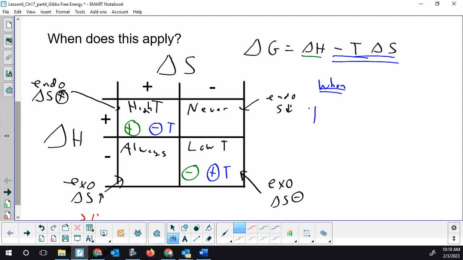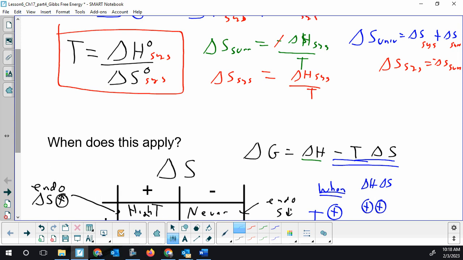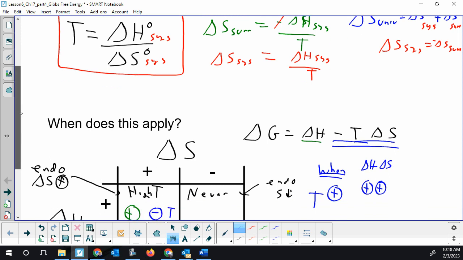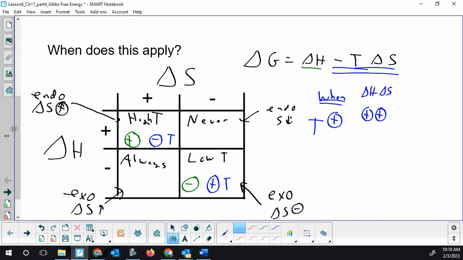When you get a temperature that is positive, you're going to get that in one of two circumstances. One of the ways to get positive is if both of the signs are positive, delta H and delta S. Sort of jumping up to this relationship now, if they're both positive, your temperature will be positive. The both positives is the high T box. Okay, that's this box.